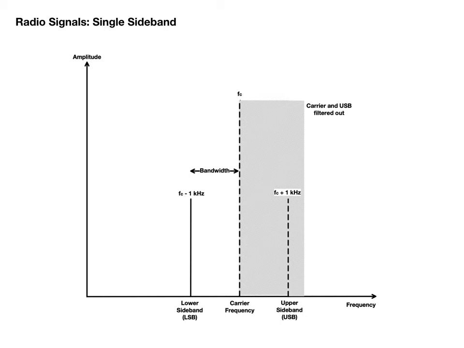While it doesn't matter which sideband you use, it's become common practice to use lower sideband on the 160 meter, 80 meter, and 40 meter bands. On all other amateur radio bands, we use upper sideband.